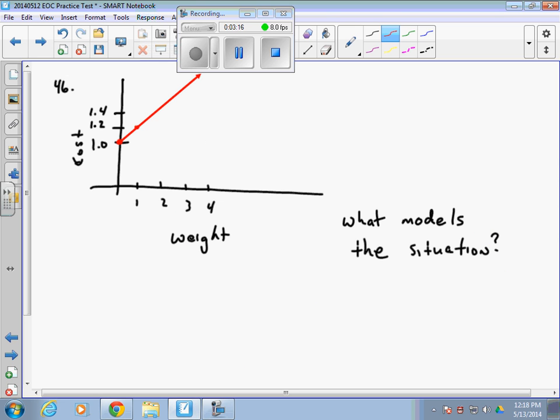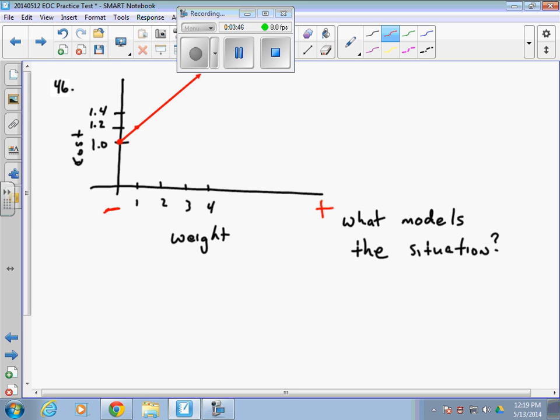Number 46 says the graph below shows the cost a shipping company charges to send a package based on its weight. It says which of the following equations expresses the cost C as a function of the package's weight W. Okay, so as you can see, as the weight goes up, the cost goes up. It starts at $1 and it goes up 0.2 for every pound of weight.